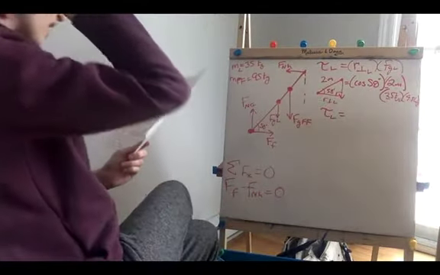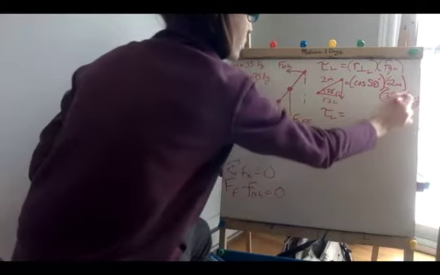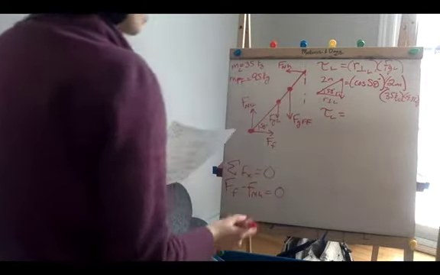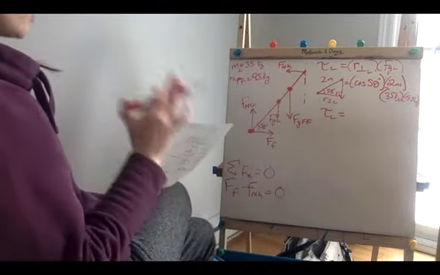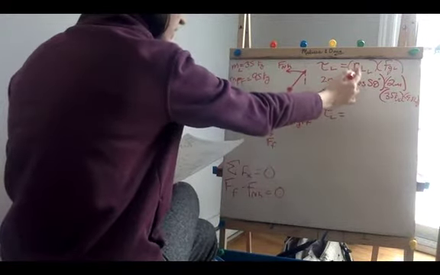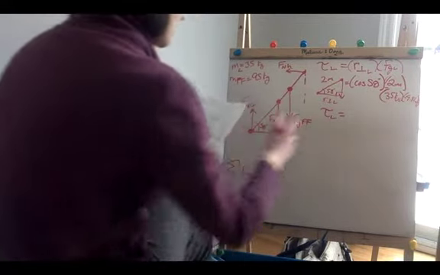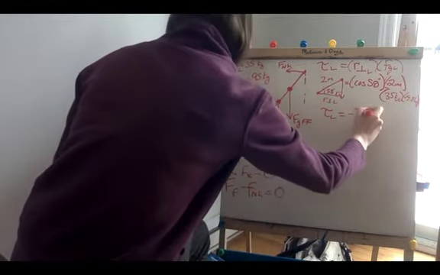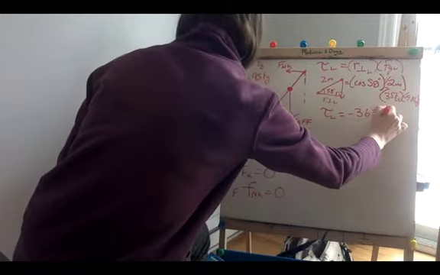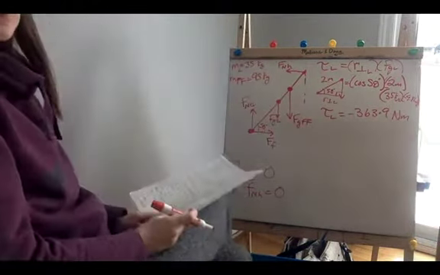And that would end up actually being a value that's negative because we're pulling down. So doing all that, your cos of 58 times 2 gives you this value here of 1.06 meters, and then you can multiply by your force of gravity, and that gives you a torque of negative 363.9 Newton meters. So there's the torque of our ladder.